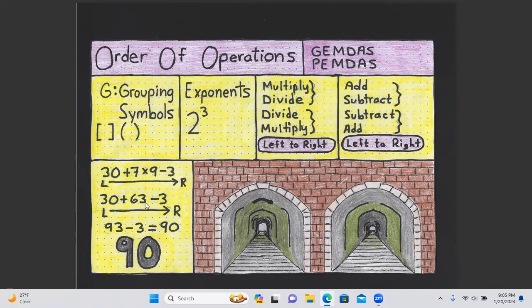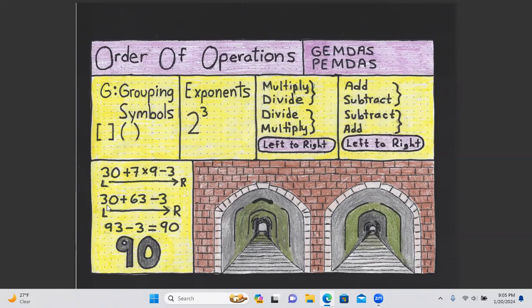And when we move to our second step, that will give us 63. And so now we have 30 plus 63 minus 3. And that will give us our answer once we go from left to right. Keep in mind that addition and subtraction are equal weight. Whichever one comes first is the one we do, just like multiplication and division, going from left to right, whichever comes first, that is the operation we perform first.